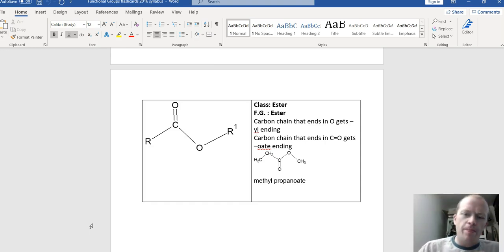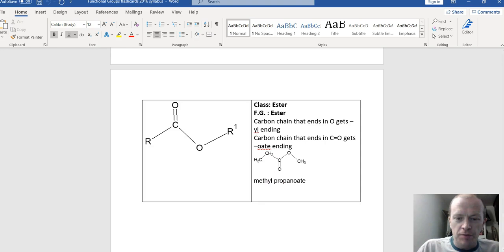So the best way to do it for now is think of the ester as in two parts: the part that ends in the carbonyl and the part that ends in the oxygen. The part that ends in the oxygen gets a YL ending, named with a prefix, and the part that ends in the carbonyl gets an OATE ending. For example, here there's just one carbon for the oxygen, so that's methyl, and then 1, 2, 3 carbons, including the carbon in the carbonyl, so that's methyl propanoate.